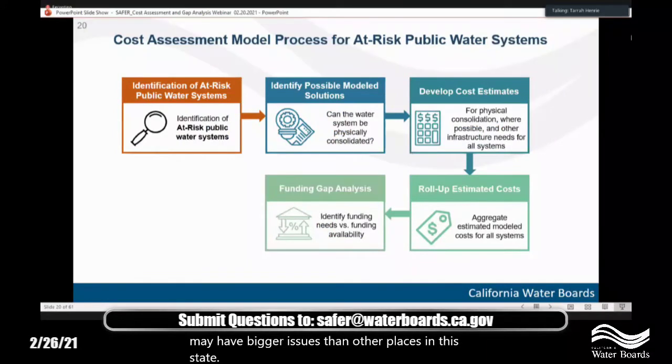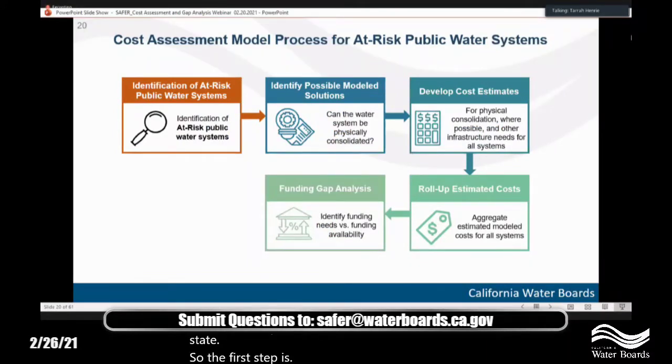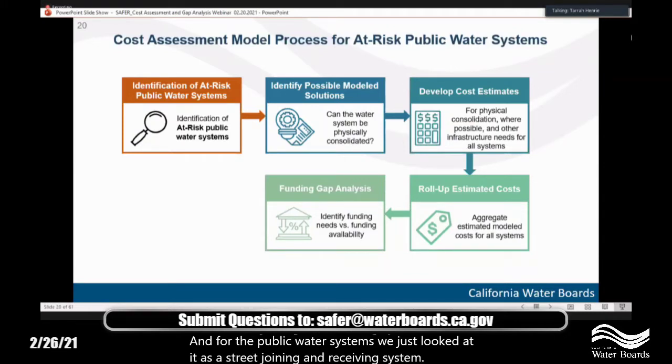So the first step is just identification of the at-risk public water systems, going through the identified possible modeled solutions. And really the main analysis there was, can the water system be physically consolidated? Meaning, could it possibly connect to a bigger water system? For the public water systems, we just looked at it as a straight joining and receiving system analysis. For the smaller water systems, we really looked at it more as, can it be picked up as a regional consolidation? So there are some differences there in how they were evaluated.